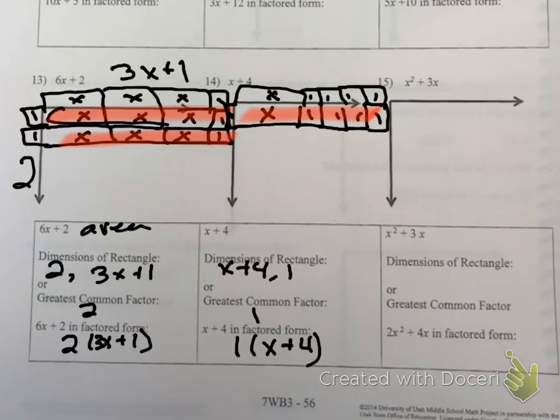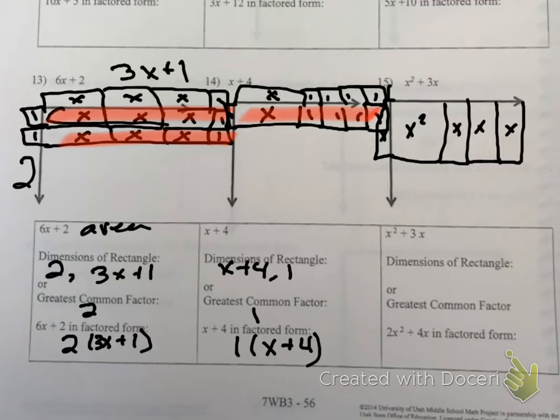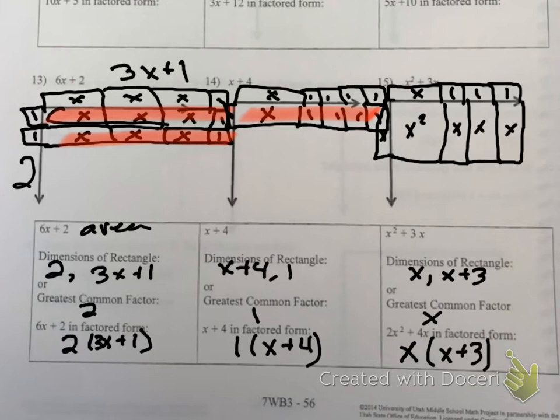Okay, number 15, we have an x squared. So if you remember, that's the big x squared. And we have 3 x's. There's different ways to do this, but this is 1x, 2x, 3x's. So as I'm making my factors, this distance is x. This distance is also x. These distances are 1. So dimensions of my rectangle are x and x plus 3. Greatest common factor, both of those have an x in them. So when I write this in factored form, I have x, and then I have x plus 3 is my groups.